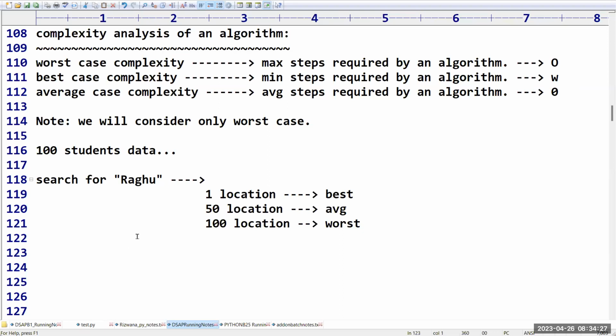Yeah, that is represented by using omega, sir. Omega notation we are going to use for that. But here I can't type omega from the keyboard, that's why I'm just giving W. Okay.